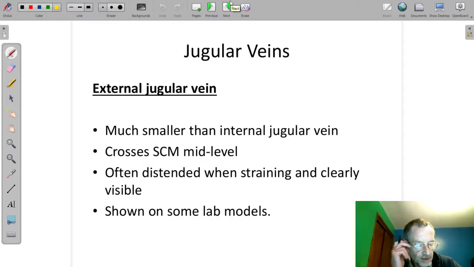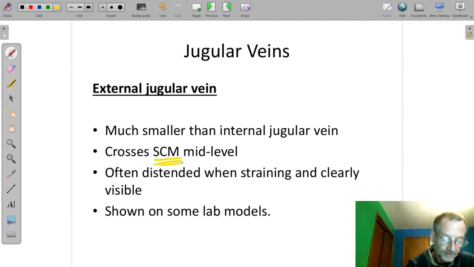So the external jugular, it's much smaller than the internal, crosses the sternocleidomastoid muscle. And this is the one that often you see bulging or distended on the side of the neck when straining or lifting. It's clearly visible in many people. And it's also shown on some lab models, but we don't care about that since we're not doing lab.